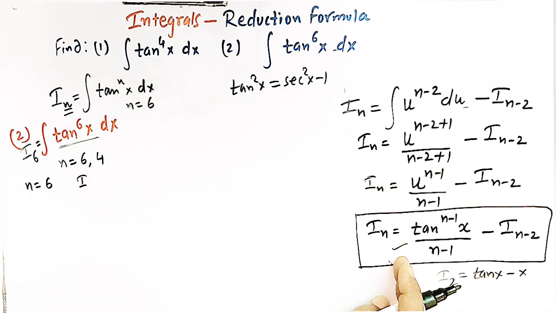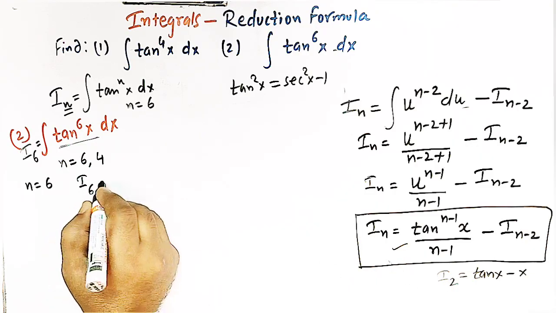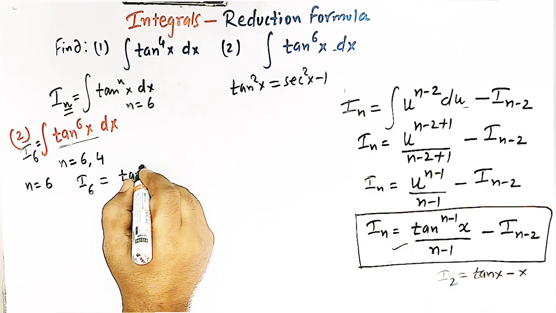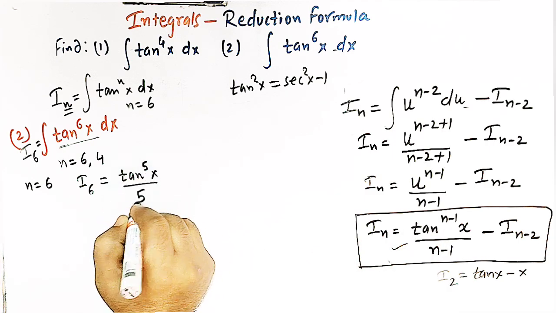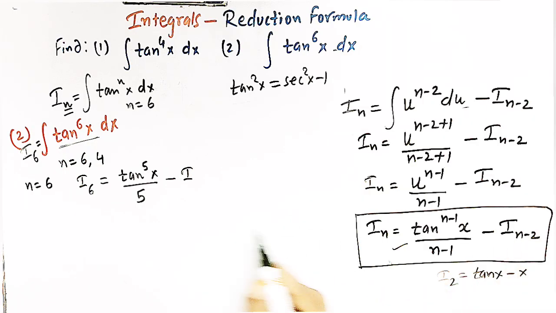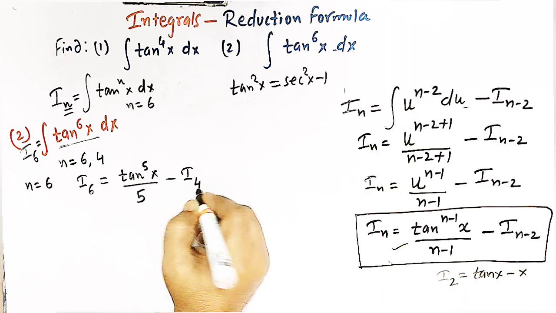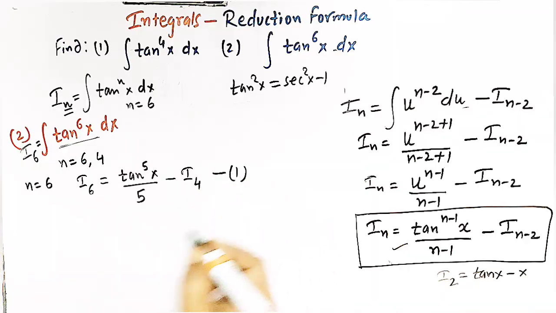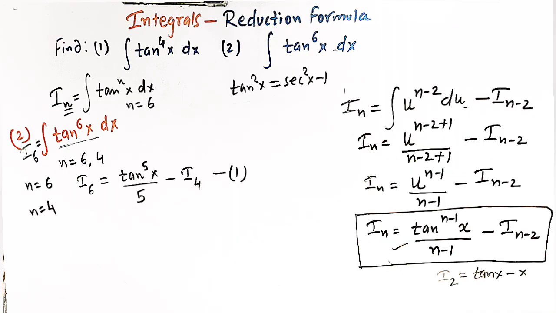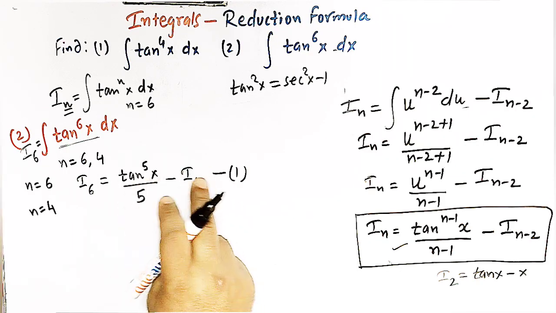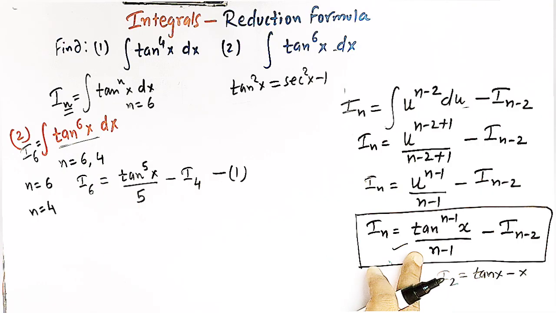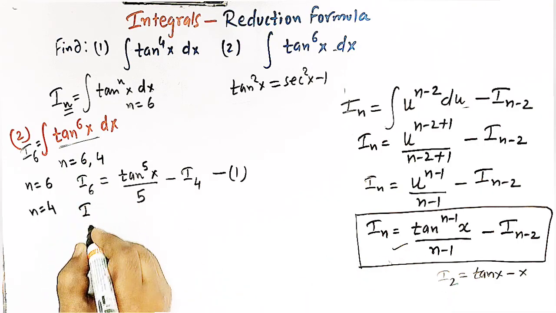So we'll have this equation: I6 is equal to tan x raised to 5 over 5, since 6 minus 1 is 5 and we have 5 in the denominator, minus I of 6 minus 2, that is I4. Let us call it equation number 1. Now let us substitute n is equal to 4, right? Because here we want to eliminate I4.